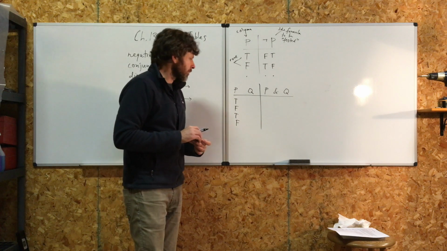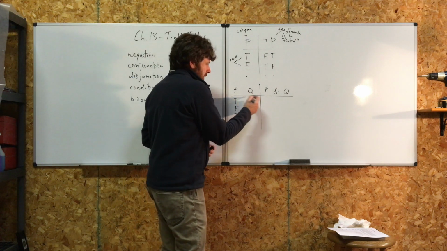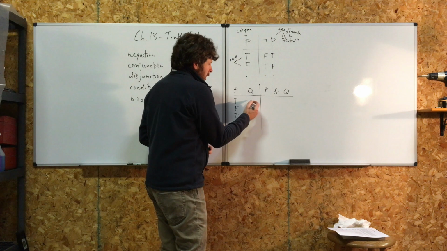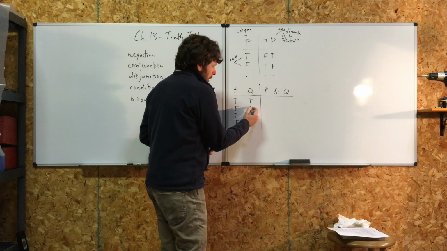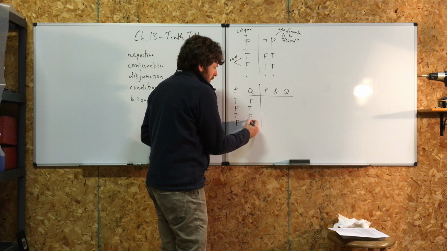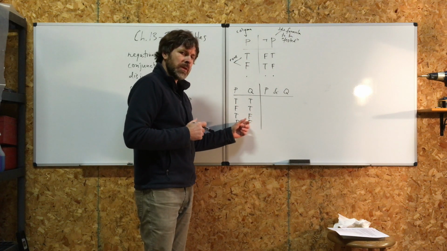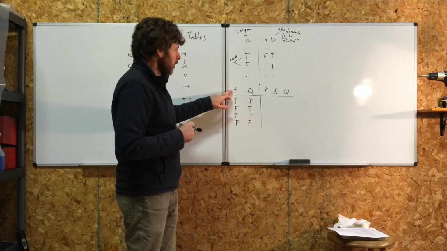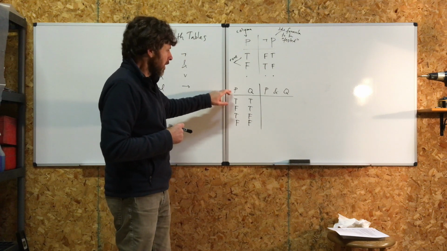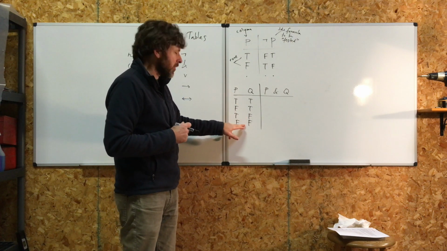Like that. Q, the second column over here, we are going to alternate in twos, TT, FF. So this is the pattern we're going to use for two statement letters. And notice that it covers all the possible combinations.